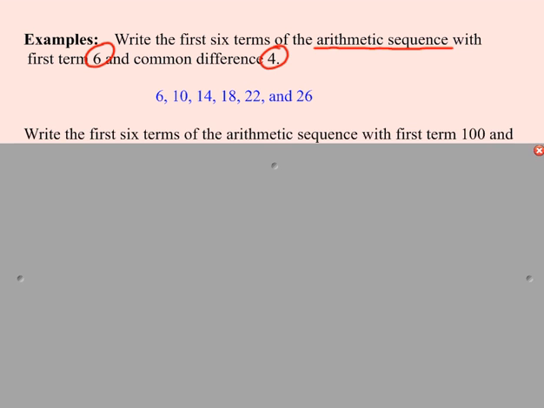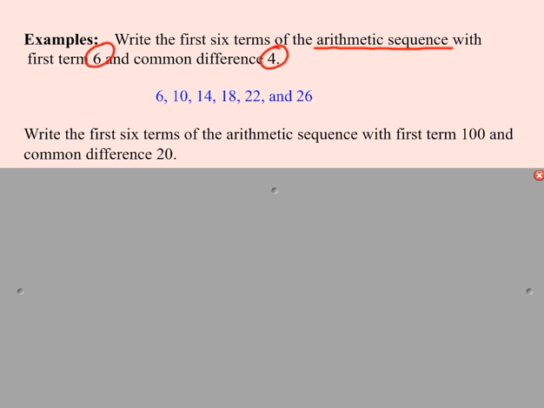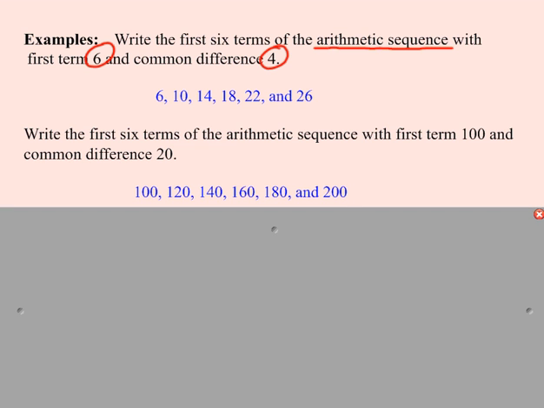All right, in our next example, it says write the first 6 terms of the arithmetic sequence with first term 100 and common difference 20. So again, we're going to start with 100 and we're going to add on 20. That'll give us 120. Then add on 20 again. That'll give us 140, 160, 180, and finally 200.